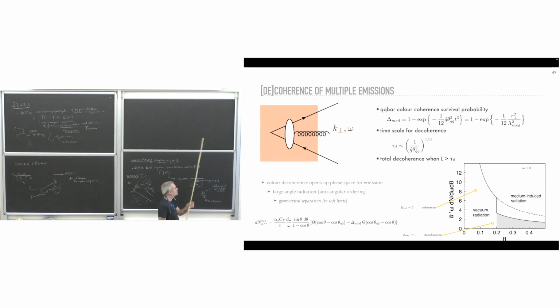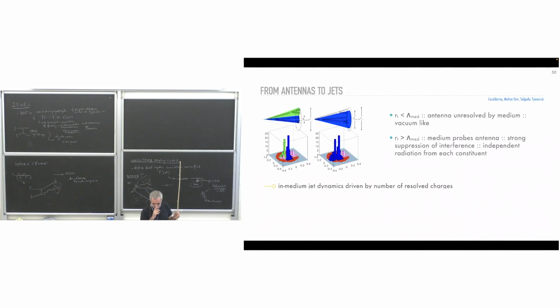And this, if you go to the strict soft limit, of course the real situation is somehow in between, you have a clean separation between what's vacuum-like radiation, which is all inside the cone, and all medium-induced radiation, which is all outside the cone. So it's anti-angular ordered. That's a very, very non-trivial result.